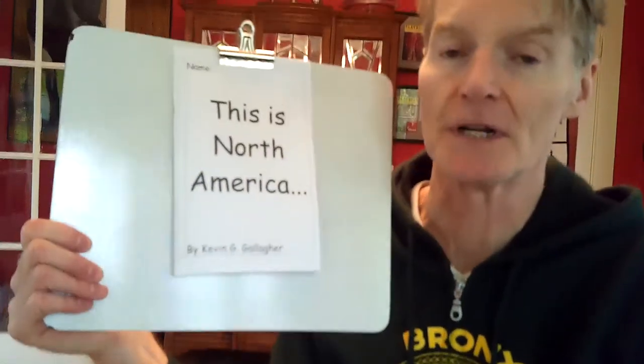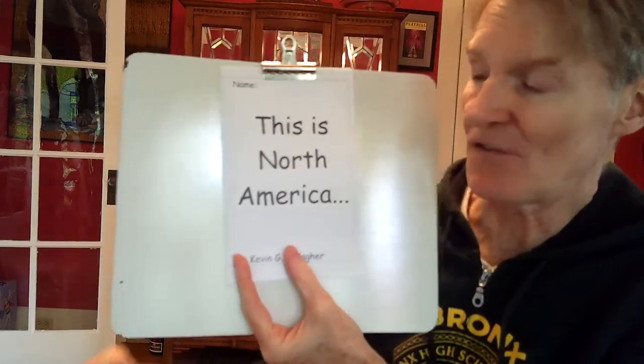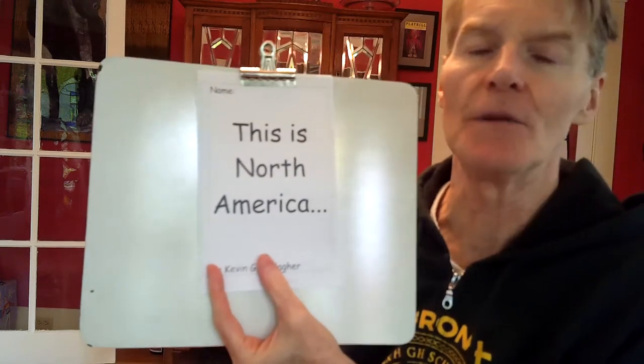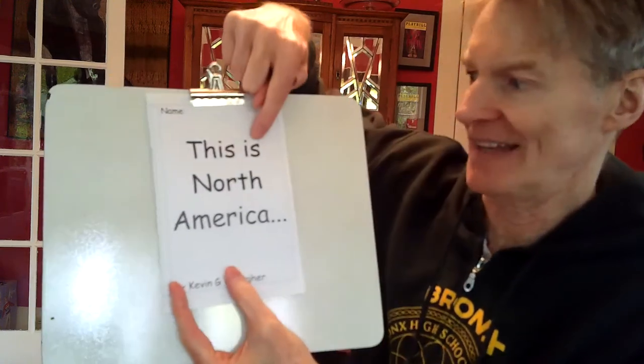let's come to the front cover. And please read the front cover with me. This is North America by Kevin G. Gallagher. Right there on the front cover. Please get a red crayon, because I put a kindergarten word on the front cover in the title of the book. If you think you can find which word that is, please point to it. Yep, right there, that one.